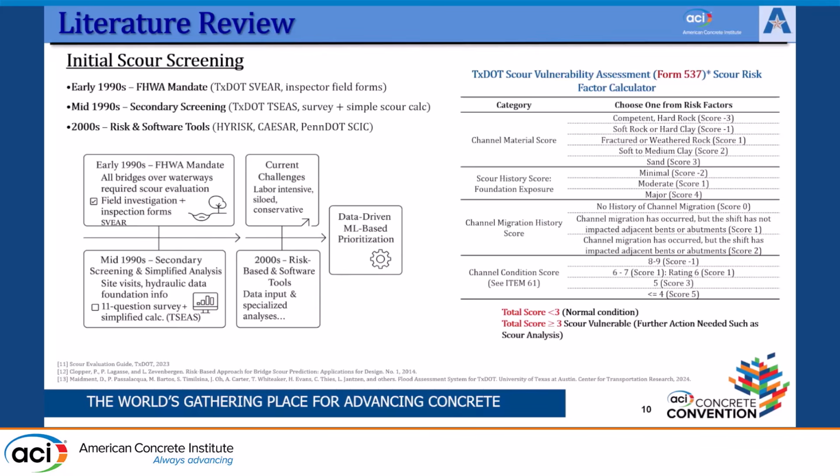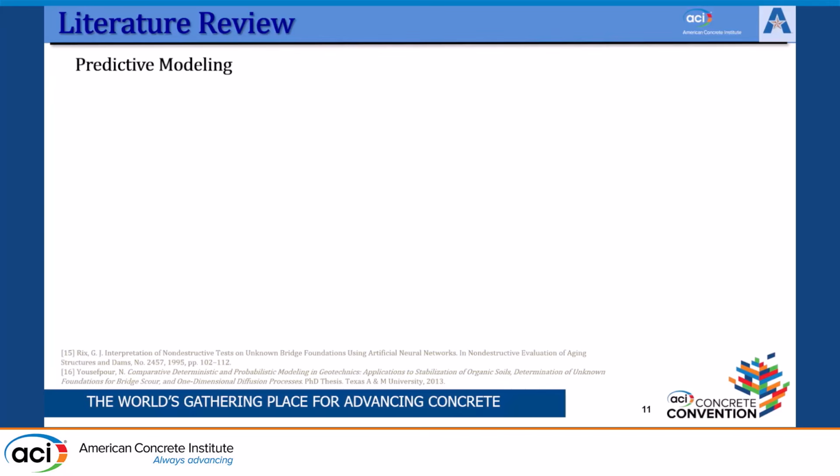As we also use in Texas, TxDOT uses the scour vulnerability assessment form 537. So this is also investigation based. You have to go to the field and assess that. So our plan is to mitigate that field assessment.